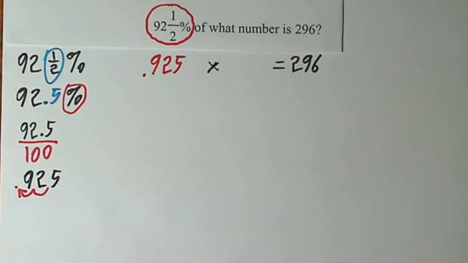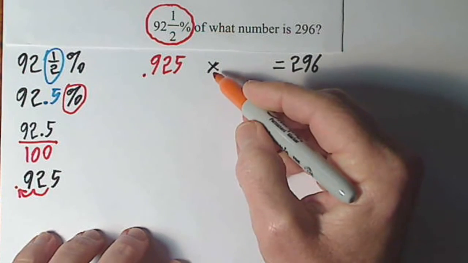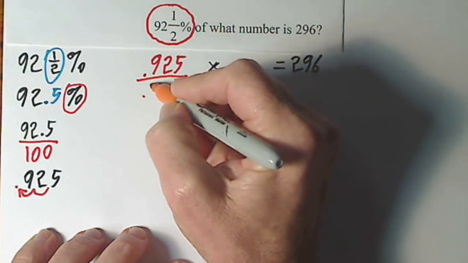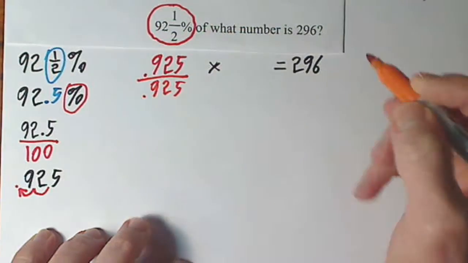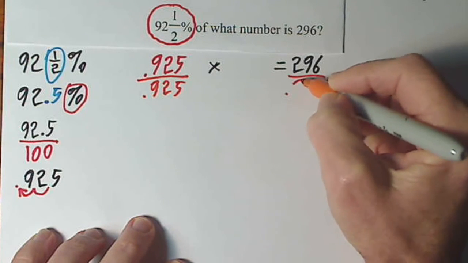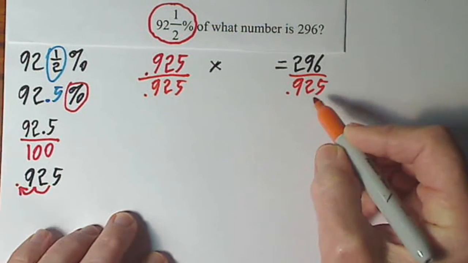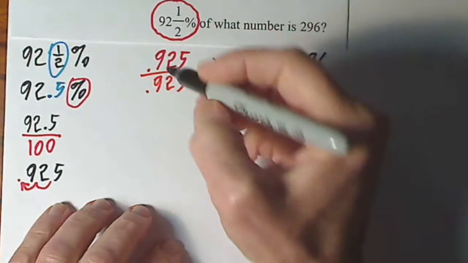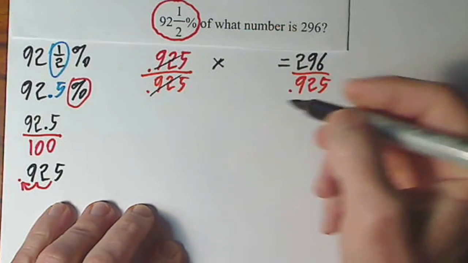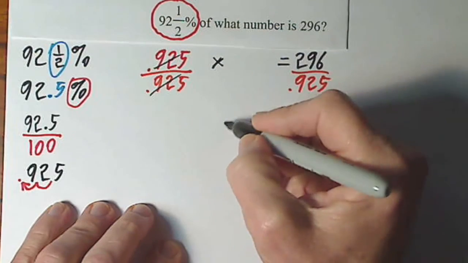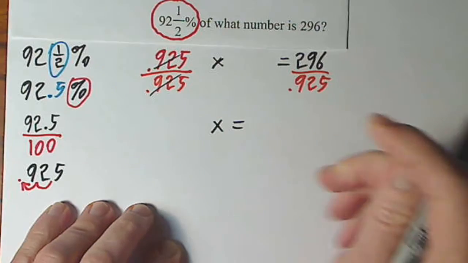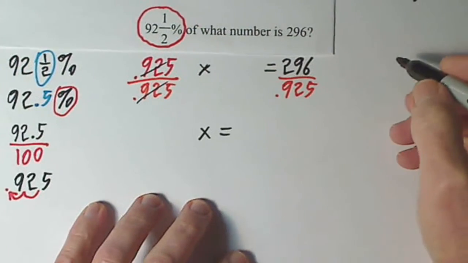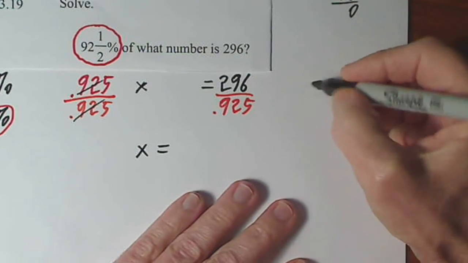In order to solve the algebraic equation, you want to get x by itself, so I'm going to divide by 925 thousandths. And obviously you have to do the same thing on each side of the equation. Alright, on the left side, well, that always cleans up nicely. That's a 1, so I have x equals, and we'll have to do a little bit of calculation here. I think I'll do my calculation over here.